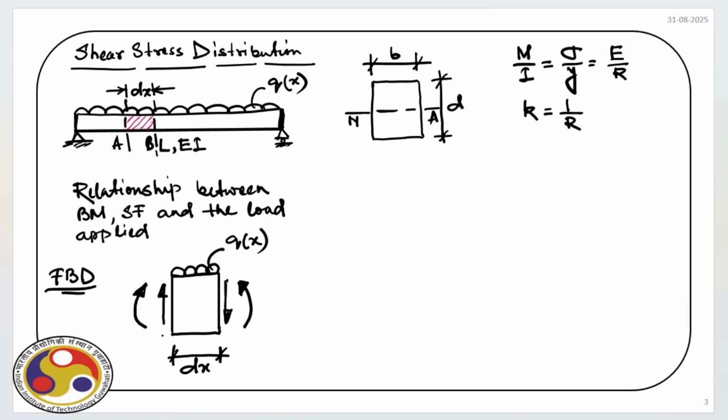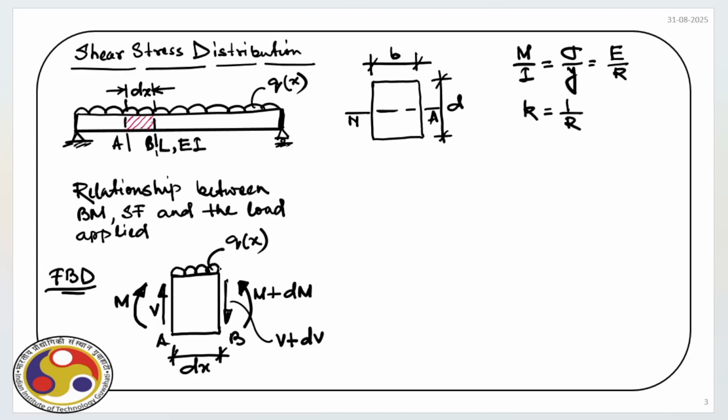So it is between A and B. Now on the left hand side, let the moment be M and shear force be V. Obviously, on the right face, we will have V plus the variation of the shear force, which is dV. Similarly, we will have moment M plus variation of the moment over the length dx, that is dM. Right.